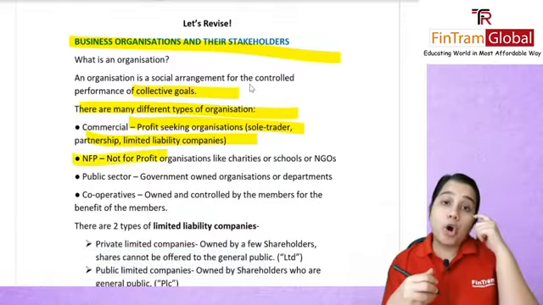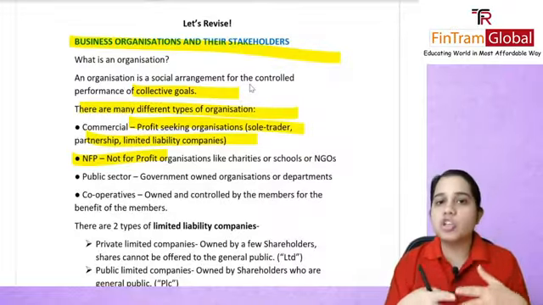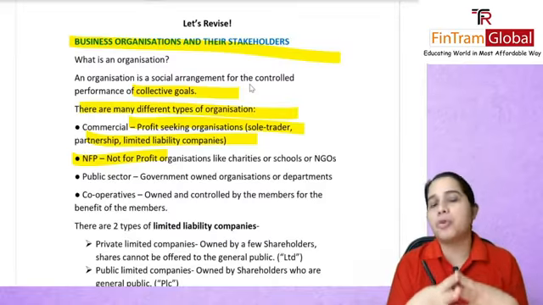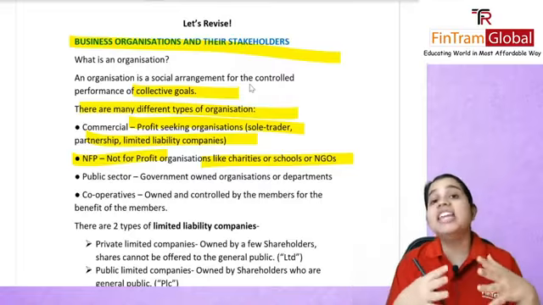Then another type of organization was NFP, or your not-for-profit organizations. As the name suggests, they exist primarily not to make profit. Examples of these are your charities, your schools, or any NGO.